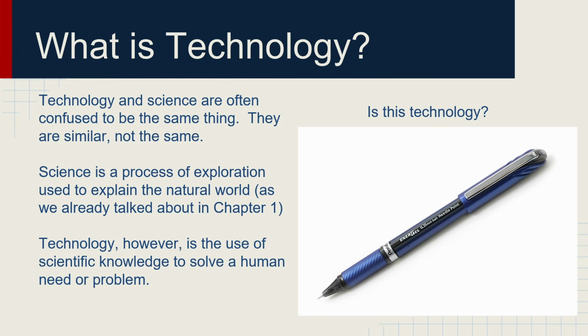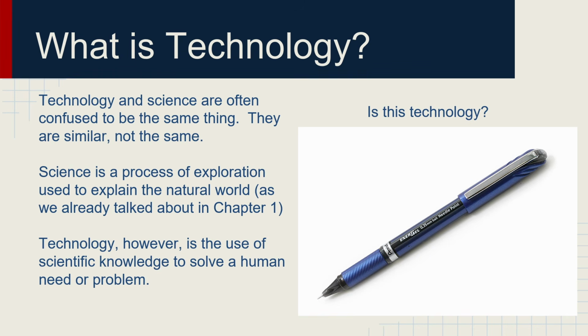Science and technology are closely connected. But what is technology? They're not the same thing. Science is a process we use to explore and explain the natural world. Technology is what happens when we use scientific knowledge to solve a human need or problem. It could also be a non-human need, to be honest.